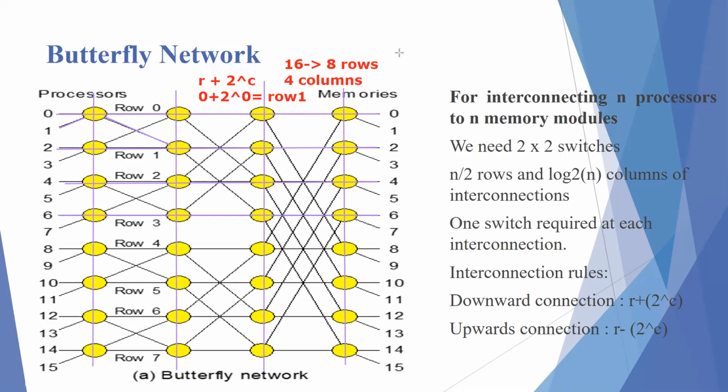So again, the formula that applies would be row minus 2 raised to the power column number. So this gives me, currently row is 1 minus 2 raised to the power column. Column is what? Tell me. 0. Yeah. So this gives me 1 minus 1 is row 0 now. So the cross connection which has to go upwards is now towards row 0. Got it, everyone?